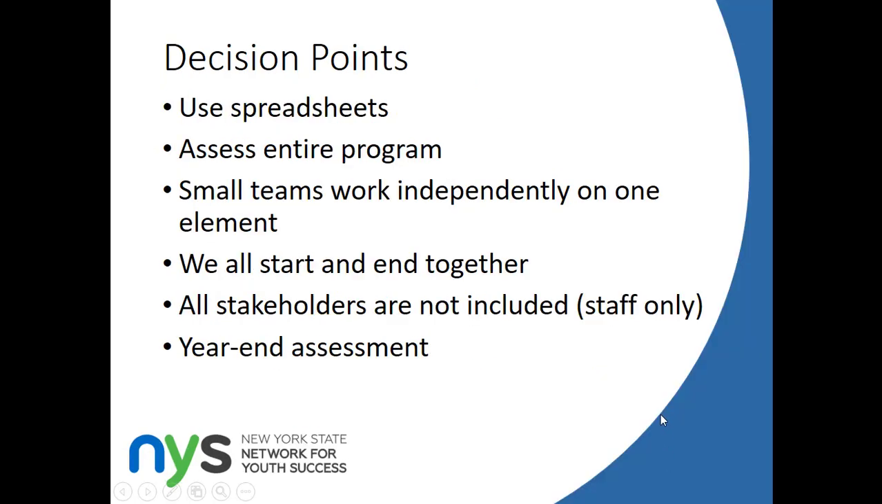Now, if I were doing this virtually, meaning I'm working on a video chat only, so using a platform like Zoom, for example, I would make these decisions in order to make it a really good process for all of us. I would only use spreadsheets and I would email those out to everyone. I would collect them ahead of time and compile them into those graphs that you saw earlier. I would want to assess the entire program, so I'd do all 11 elements. Then I would assign small teams to work independently.